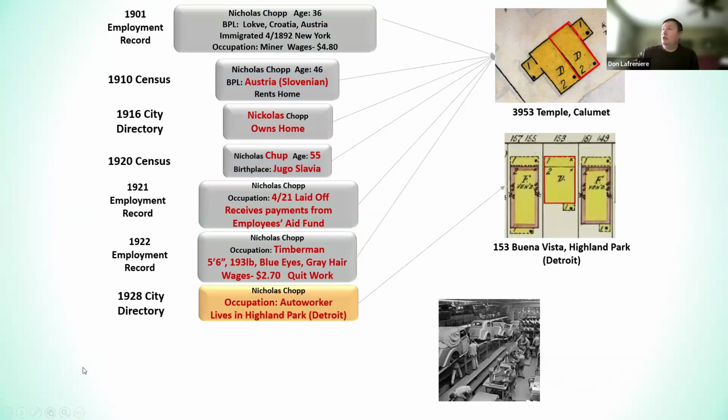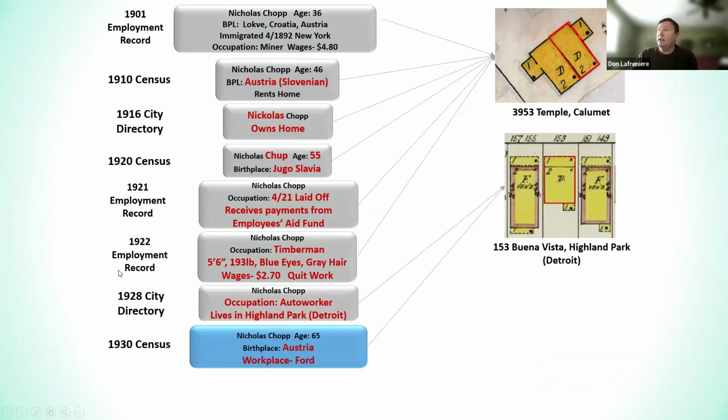To finish this example, by 1928 in the city directory, we find him now as an auto worker down in Highland Park, which is an enclave within Detroit. Okay, and we can map him to that location on Bonavista Street in Highland Park. By 1930, we see his birthplace is now being recorded as Austria again. Again, just dealing with those geopolitical name changes over time. And he's now working at Ford's Hamtramck plant.